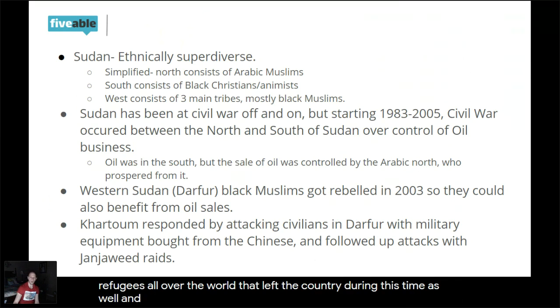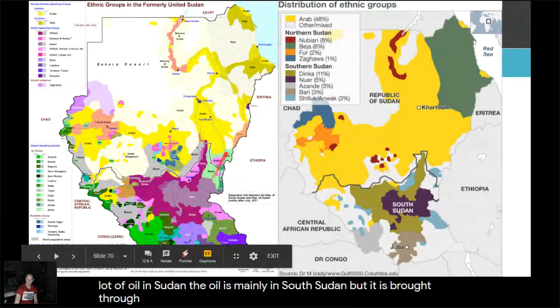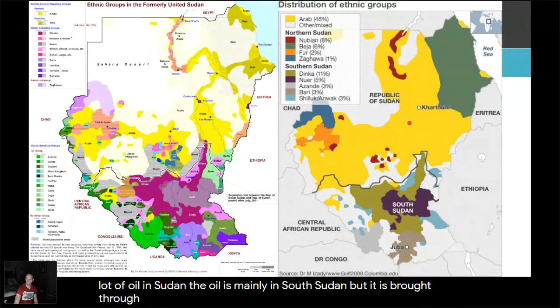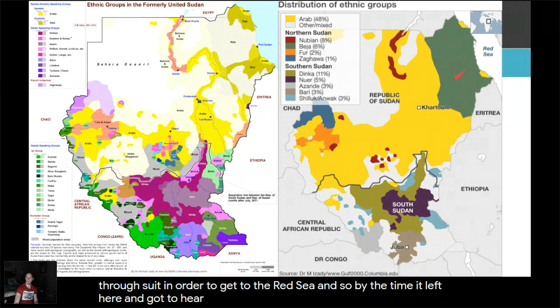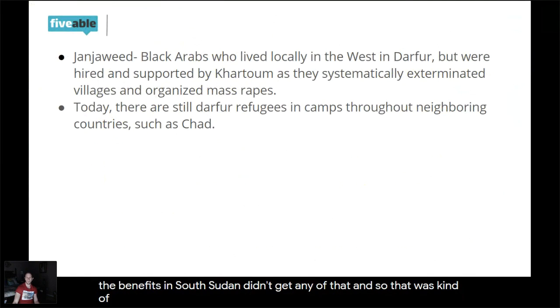And it was almost all centered on economics. For example, there's a lot of oil in Sudan. The oil is mainly in South Sudan, but it is brought through Sudan in order to get to the Red Sea. And so by the time it left here and got to here, the Sudanese were the ones who were reaping all the benefits, and South Sudan didn't get any of that. And so that was kind of the problem there.